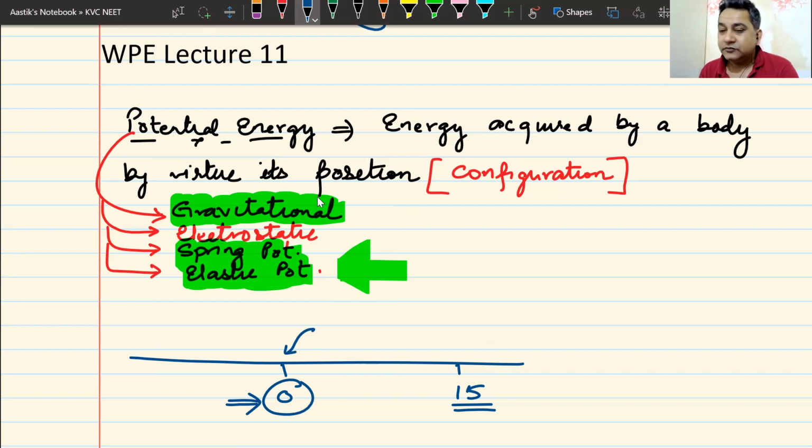Where is that zero of gravitational potential energy? And therefore, the absolute value of gravitational potential energy is not defined. For example, I am in a gravitational field. Very good. Yes, we are in a gravitational field.